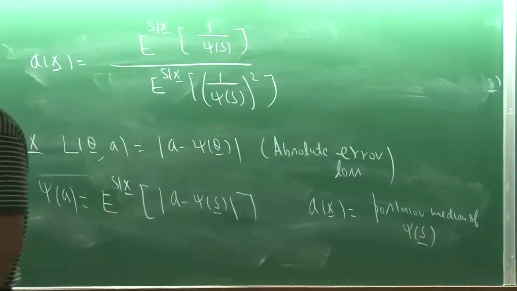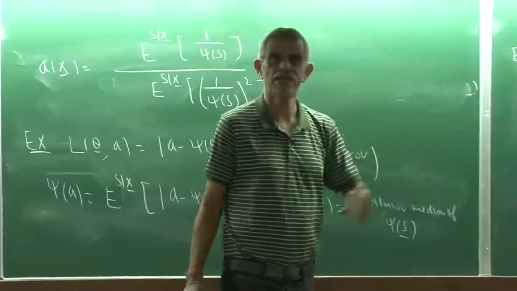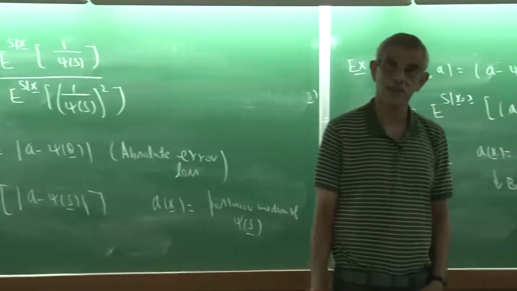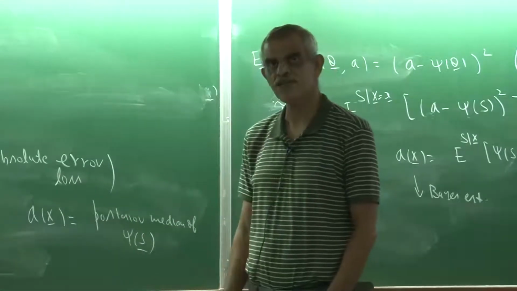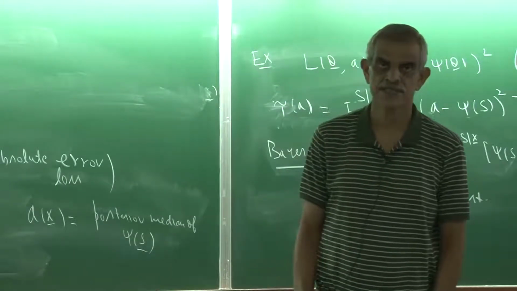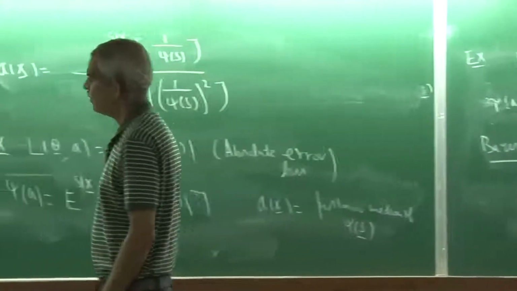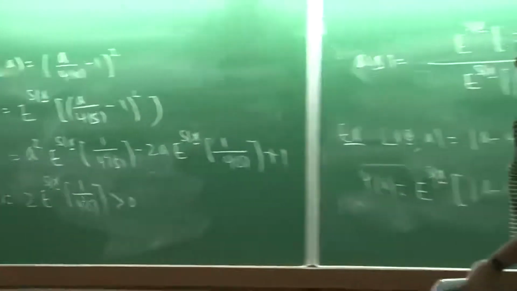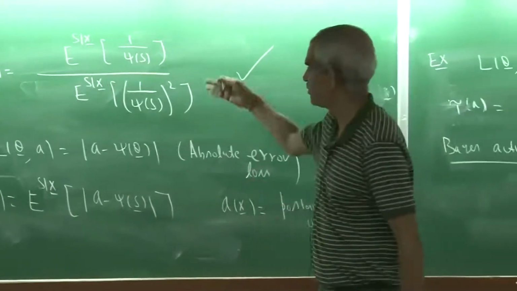So we considered three examples. One was the squared error loss. In the squared error loss, we saw that your Bayes estimator is nothing but the posterior mean. The third one was absolute error loss. When the loss is absolute error, your Bayes estimator is nothing but the posterior median. When your loss function is of the type (a upon psi(θ) minus 1) whole squared, the Bayes estimator is given by this quantity, a ratio of two expectations.